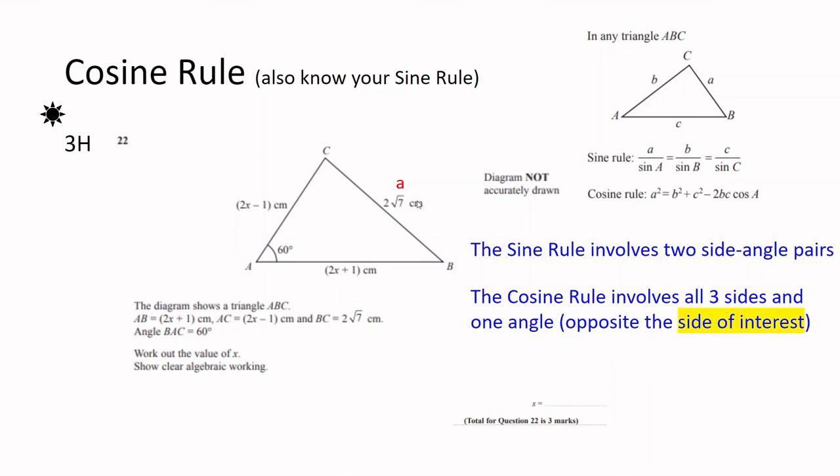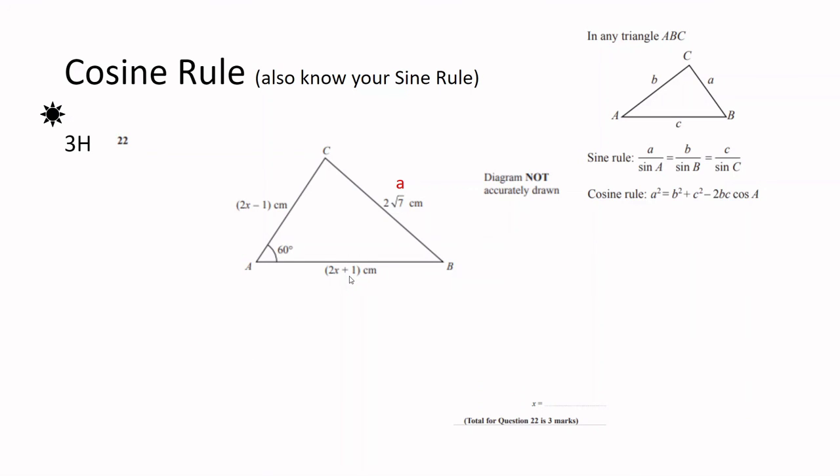However, this triangle is nicely labeled for us where this is angle A, this is side A, this is angle B, this is side B, and this is angle C, this is side C. So let's set it up that way. Here I've substituted a squared, which is this squared, is equal to b squared, which is this squared, plus c squared, which is this, squared, minus 2bc cosine of A.